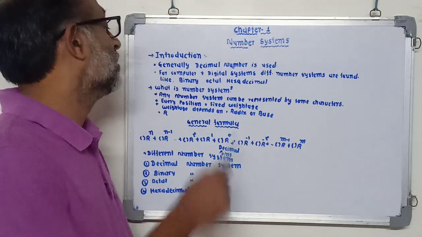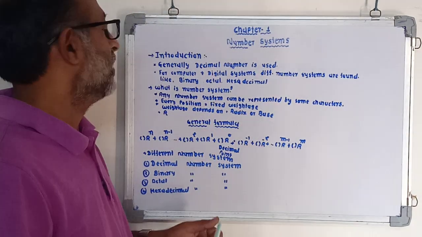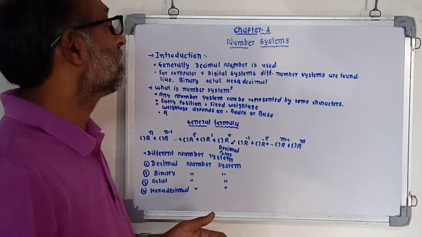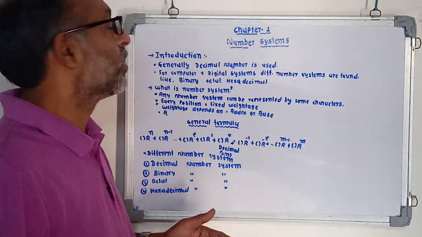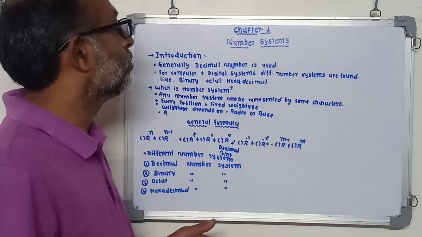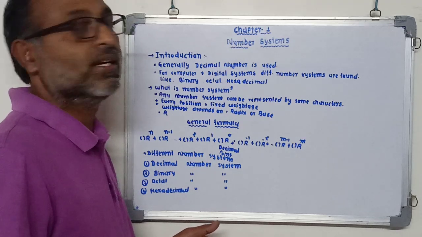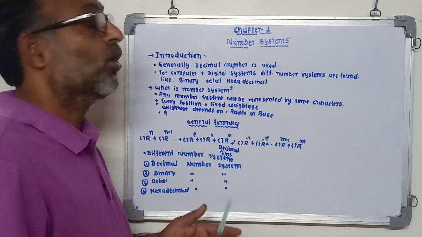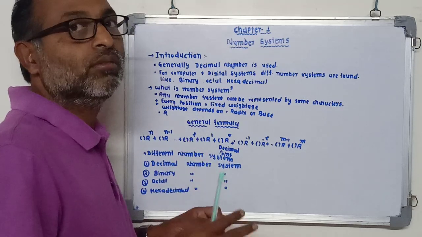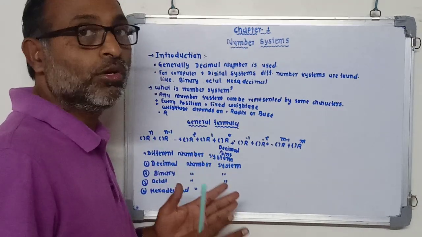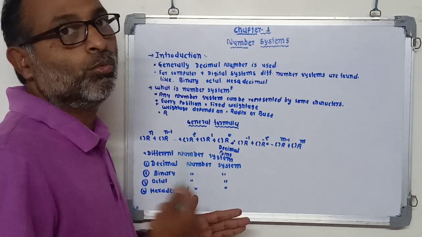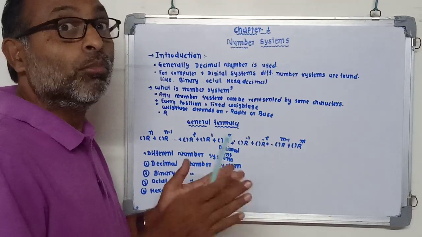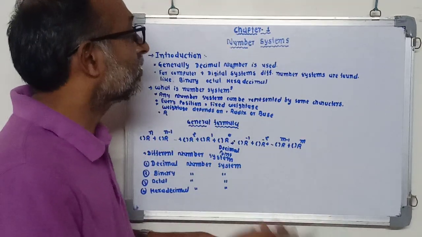First of all, what is a number system? Any number system can be represented by some characters, or you can also say some different digits. Some books use characters and some books use digits. In every number system, every digit or character has its own position, and this position has a fixed weightage. This weightage depends on the position of the character or the digit.